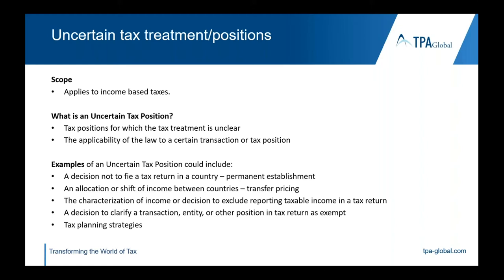So here are a few examples. A decision not to file a tax return in a country where you might have a permanent establishment, or you've shifted in a business restructuring some income from one country to the other, or characterization of income. So is something licensing income, is it capital gain, might have an immediate impact on which article of the treaty you apply and which allocation the treaty allocates this income item to.